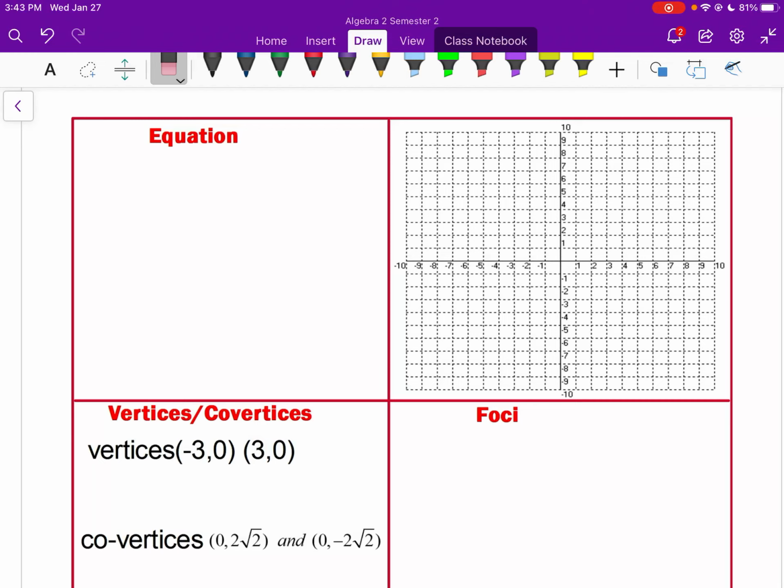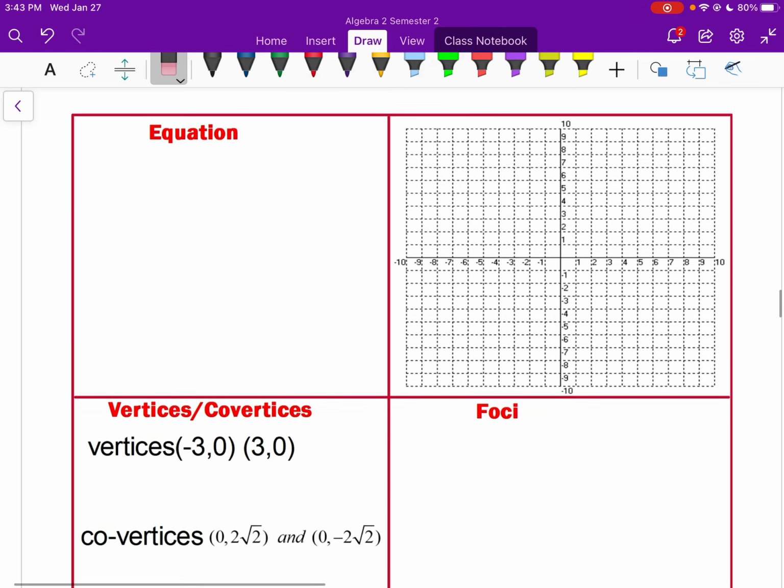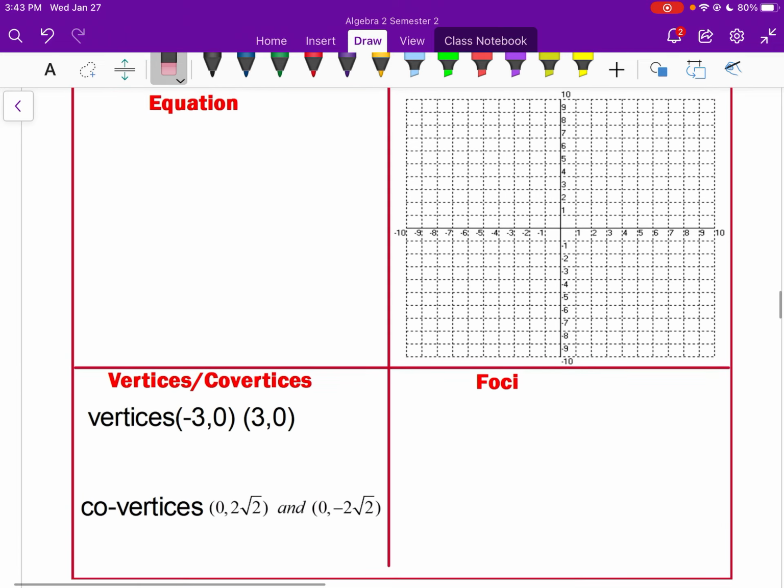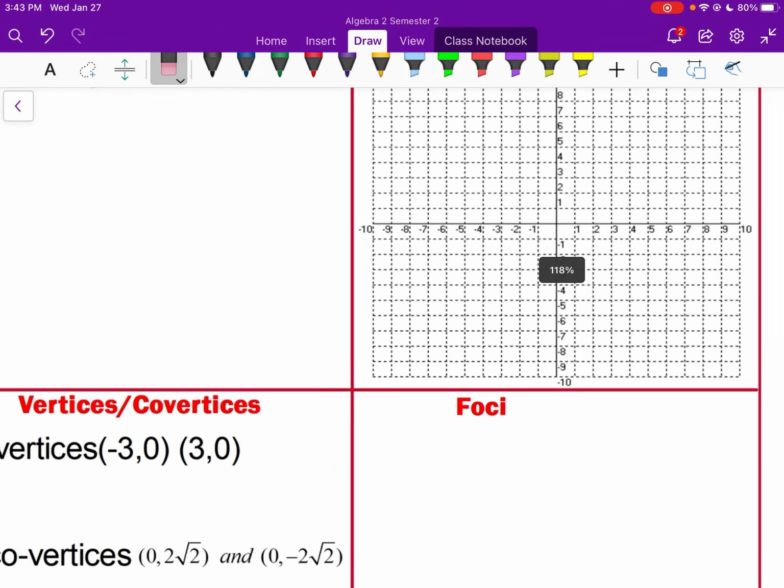All right, just continuing on with our 10.4 notes, ellipses. Okay, so now in this lesson, we're going to learn how to write the equations of those ellipses. Typically I'm going to give you two things. I'm going to give you vertices, covertices, or foci: two of those three things. So in this one, we got vertices and covertices.